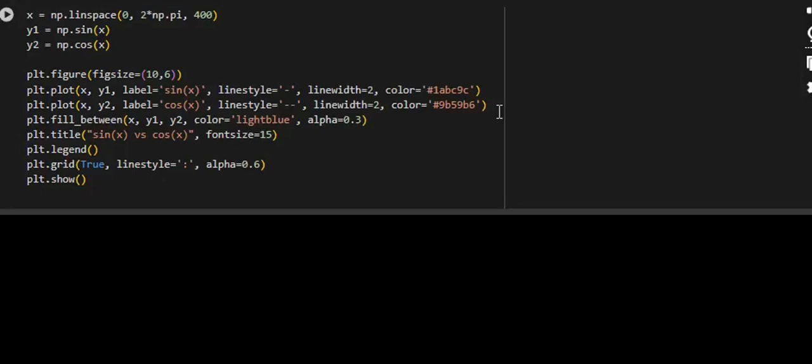x equals np.linspace(0, 2*np.pi, 400). y1 equals np.sin(x). y2 equals np.cos(x). plt.figure(figsize=(10, 6)).